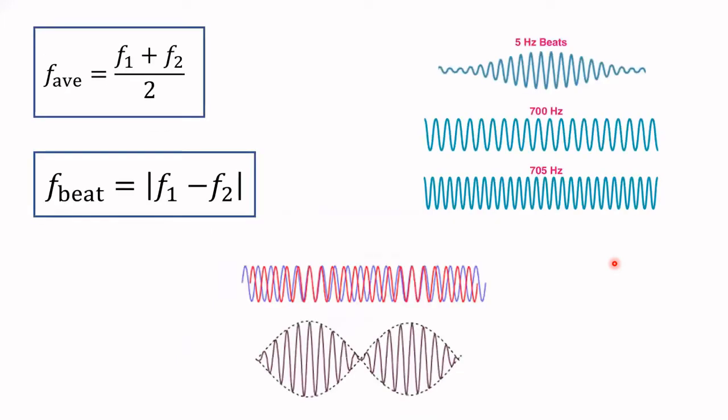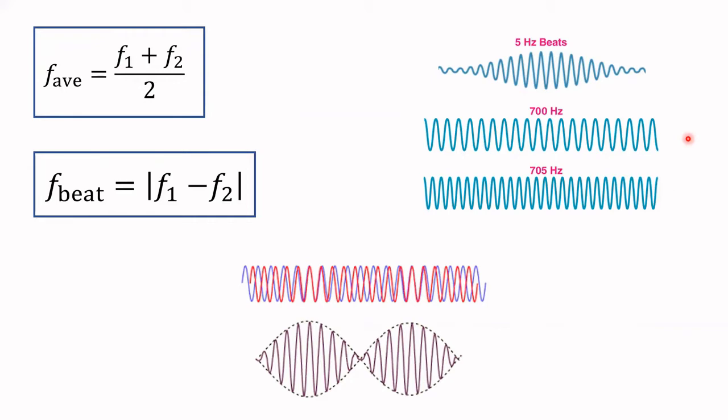Easy numerical example. If you were superposing 2 electromagnetic waves of frequencies 700 and 705 hertz, that's actually a bad example because that's a really low frequency for E&M waves. Let's go with sound waves. 700 and 705. Well, a lot of people would be able to tell the difference between these tones. They would be able to tell that this one has a slightly higher pitch.